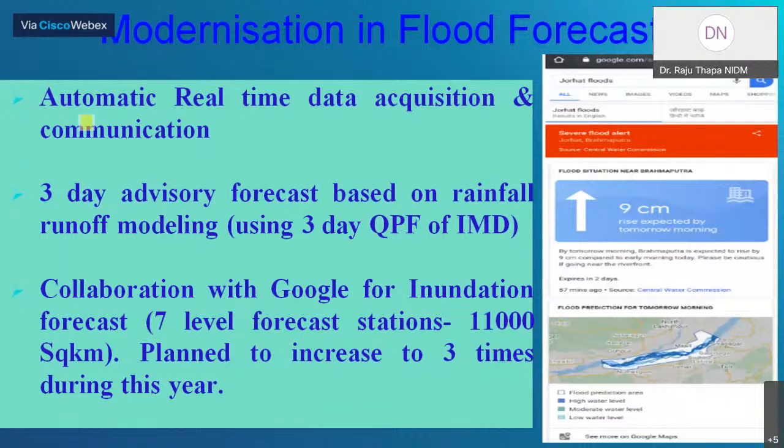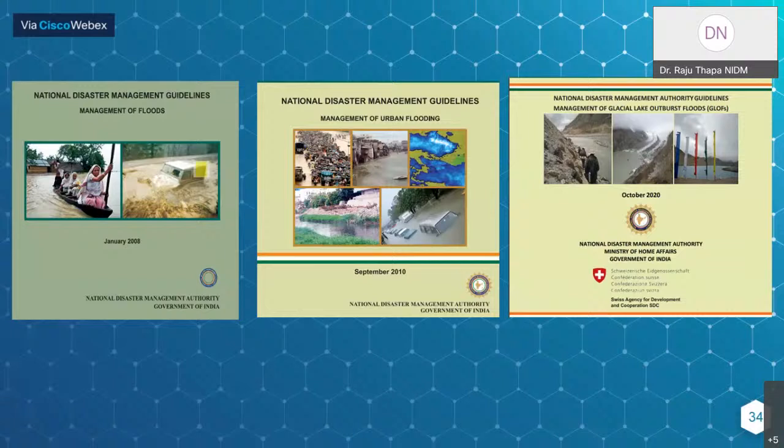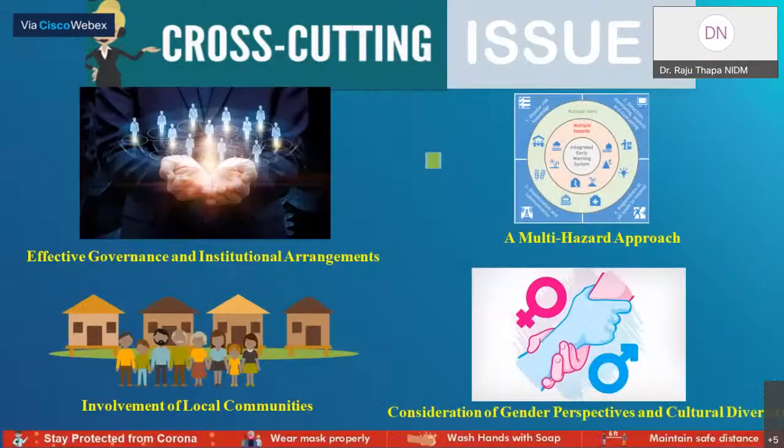Similarly, on modernization, our CWC is also taking various actions, like automatic real-time data acquisition. They also give a 3-day advisory forecast based on rainfall modeling, and there is also the collaboration with Google, which is what I was just explaining. Apart from that, NDMA has also developed several guidelines for management of floods, whether for urban flooding or glacial lake outburst floods. I think it will be very helpful for you to have a look at the NDMA website.